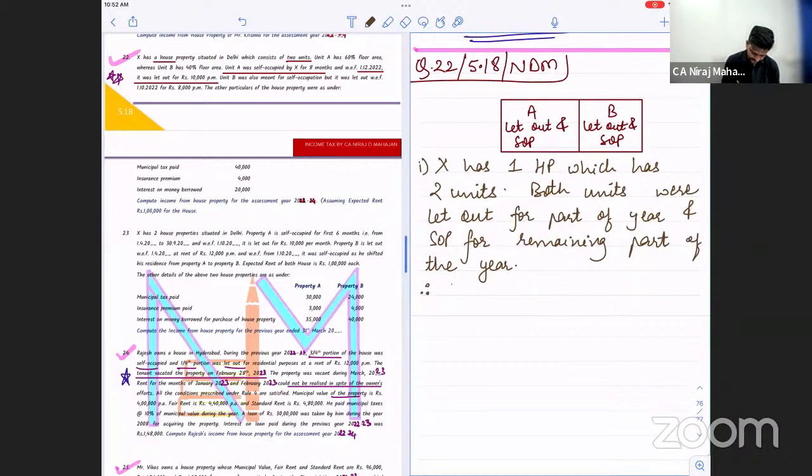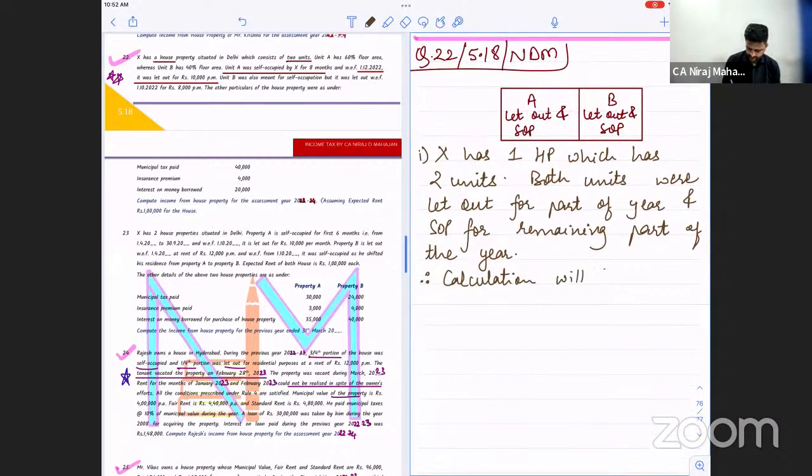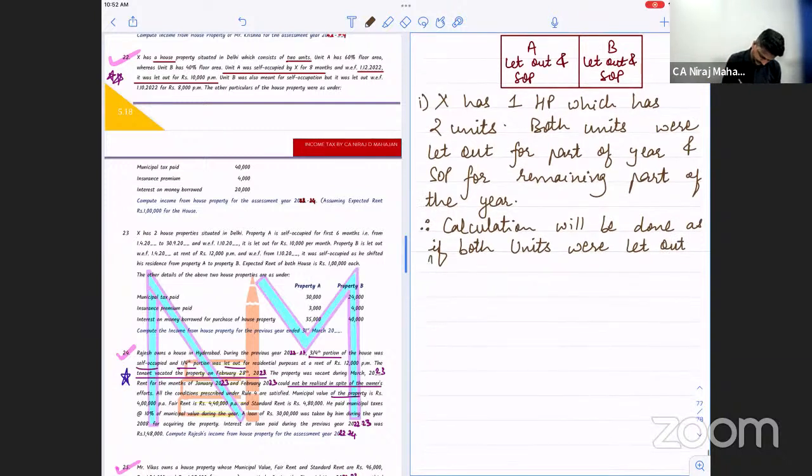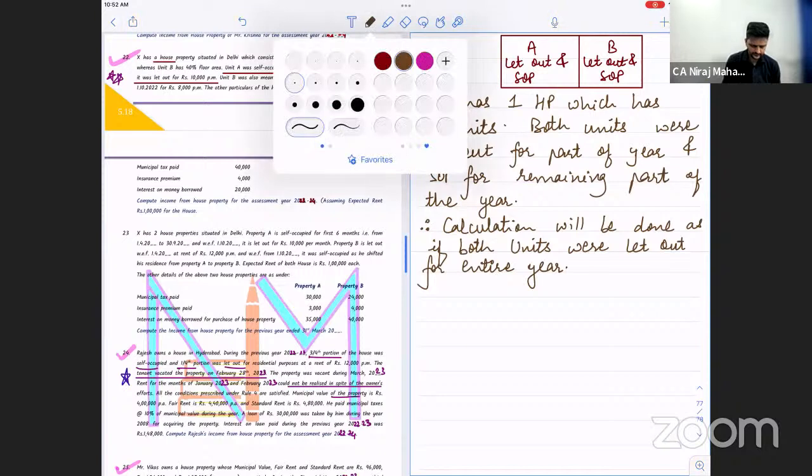Therefore, calculation will be done as if both units were let out. As if what? Both units were let out for the entire year, right? Done till here, all of you? Tell me. Yes or no? Okay, we'll go ahead, everybody.